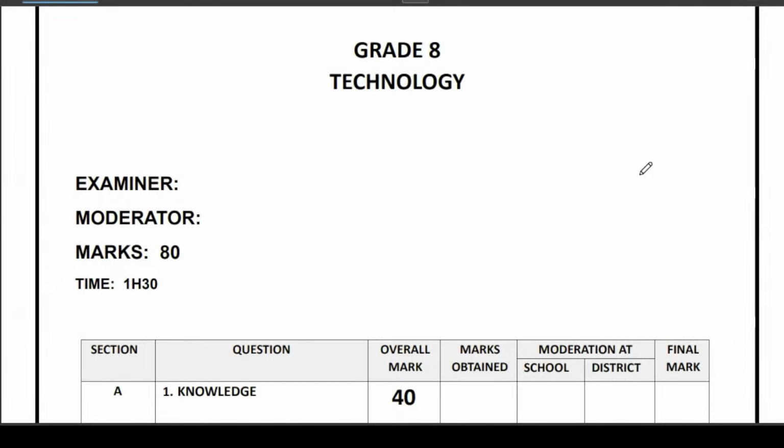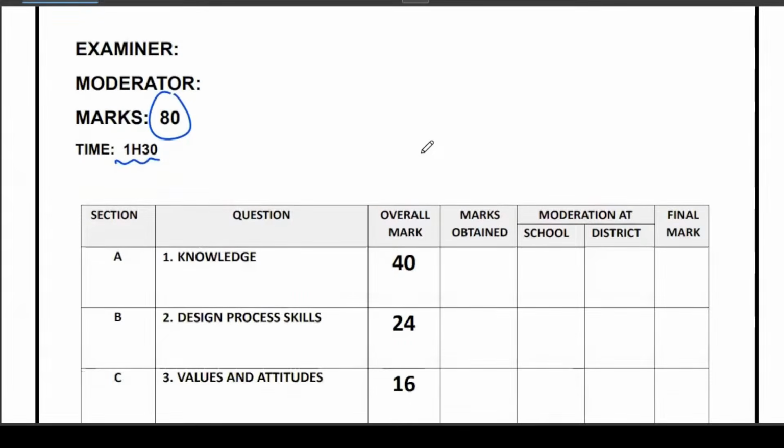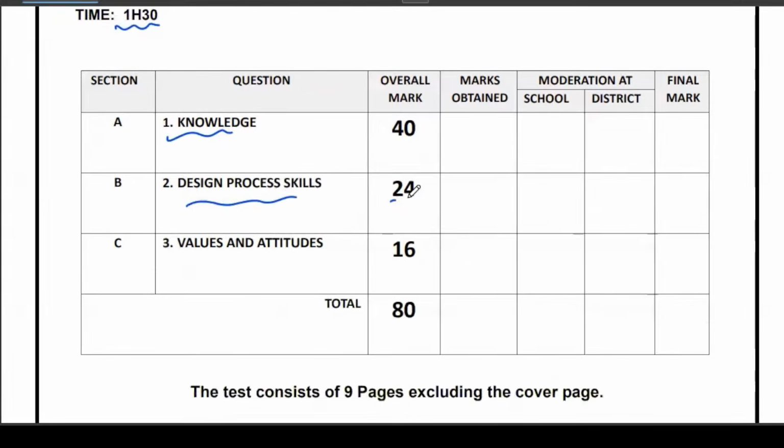Welcome to yet another episode where we shall be looking at the proposed memorandum for the Technology Grade 8 end of year examination, okay? So this paper is out of 80 marks. The duration was 1.5 hours, okay? So we have 40 marks for the knowledge, and then we have 24 marks for the design skills, and then the values and attitudes are going to carry 16 marks.